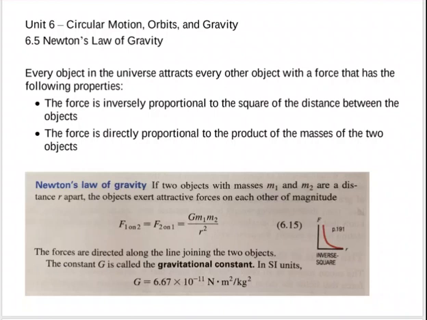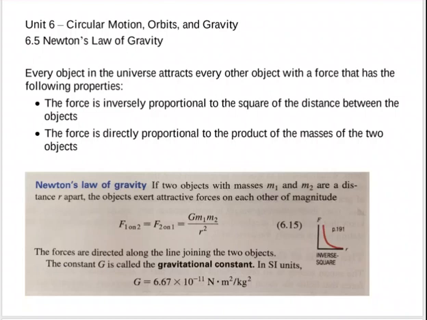Section 5, Newton's law of gravity. So we come back to Newton. He has another law. It's about gravity. Every object in the universe attracts every other object with a force that has the following properties. Wait, so there's 4 laws? Well, so this was about gravity. So the force is inversely proportional to the square of the distance between the objects.